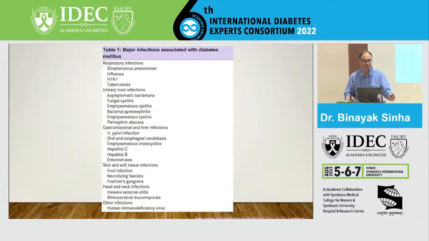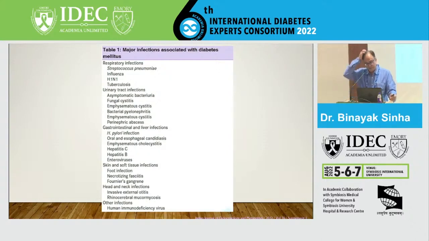Not surprising, we have major infections associated with diabetes. Respiratory infection, pneumonia is more common, influenza, tuberculosis, urinary tract infections, gastrointestinal infections including H. pylori. We get fungal infections of the gut. We get skin and soft tissue infections like foot infection, which is very common. There is chance of necrotizing fasciitis and Fournier's gangrene. And also we've recently been exposed to mucormycosis and HIV.